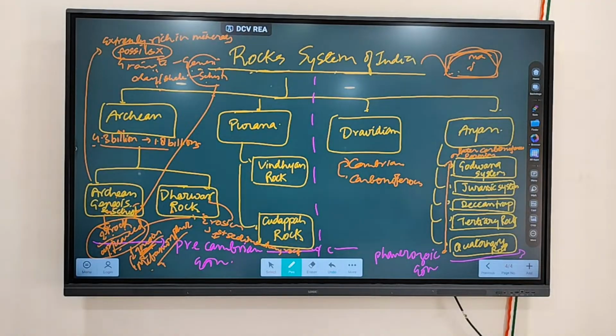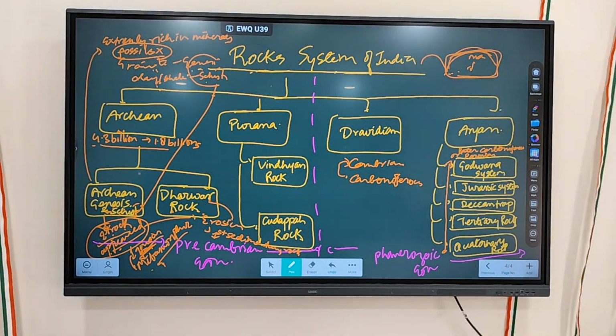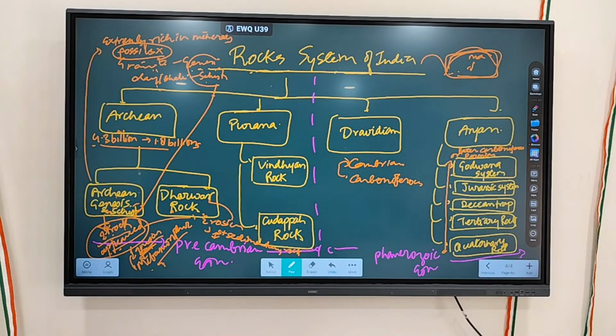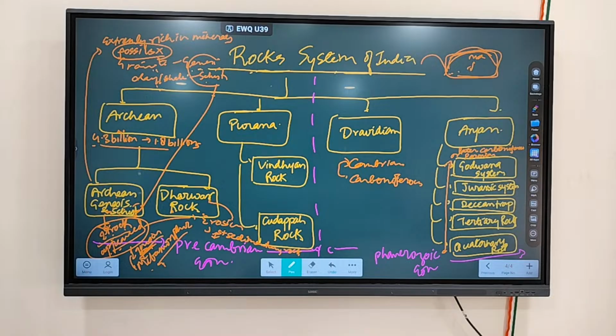But will they contain fossils? Will they contain fossils? Why? No, they will not contain fossils because at that time there was no life on the land. We discussed life on the land is coming when? In the Ordovician or Silurian period. When you come to Ordovician, Silurian, then you see life coming onto the land. When life is not on the land, these rocks are found where? On the land. So when there is no life on the land, no fossils are going to be there. So even Dharwar rock does not have fossils.